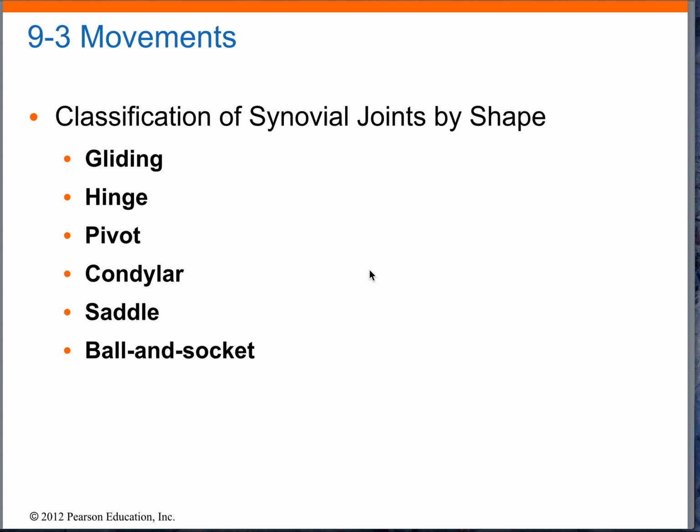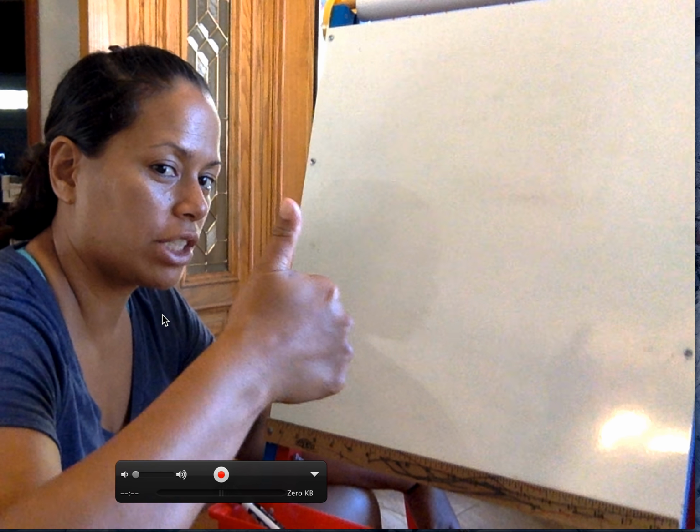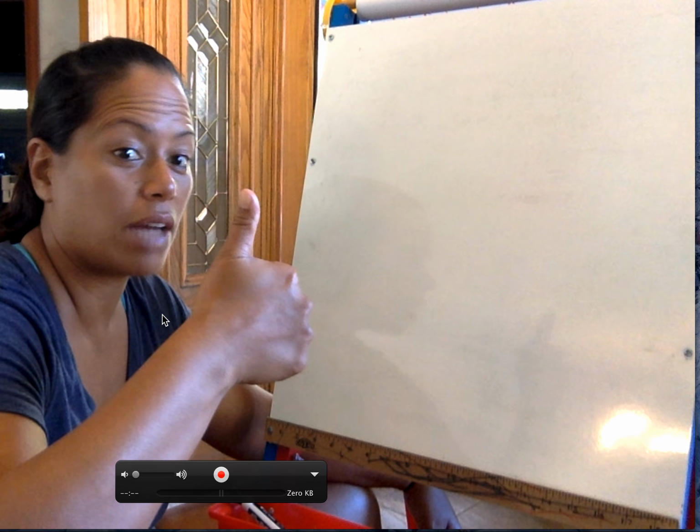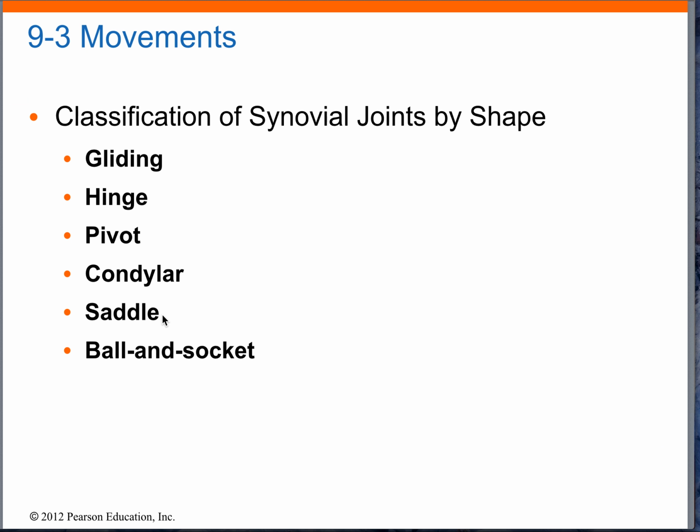Okay, so here we go. We have classification of synovial joints by shape: gliding joints, hinge, pivot, condylar, which is knuckle, saddle, right? You hitch a ride on somebody that has a saddle and a horse. So ball and socket, right? Ball and socket was the shoulder. Hinge, the best example was the elbow, but there's fingers, there's other things, not the knee.